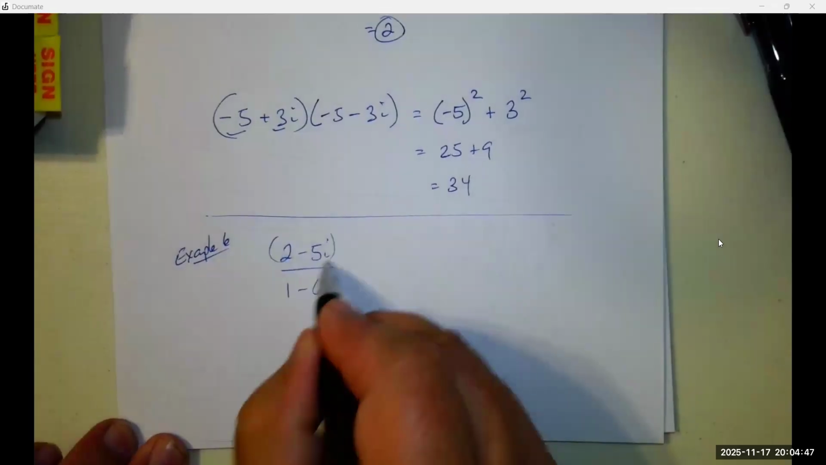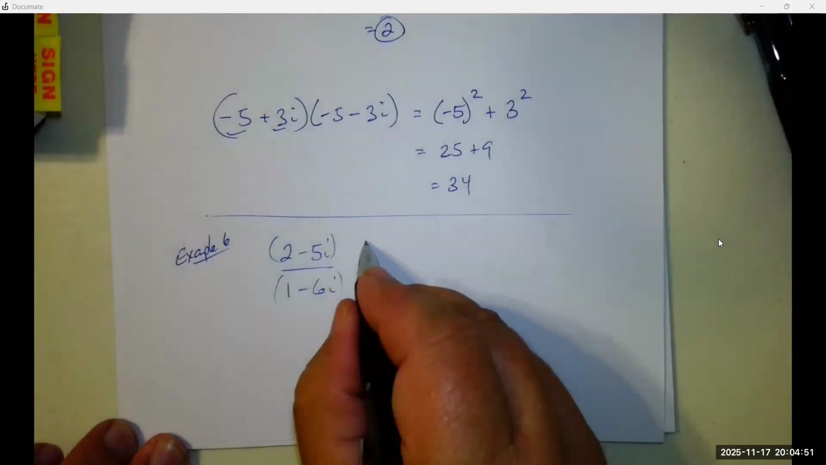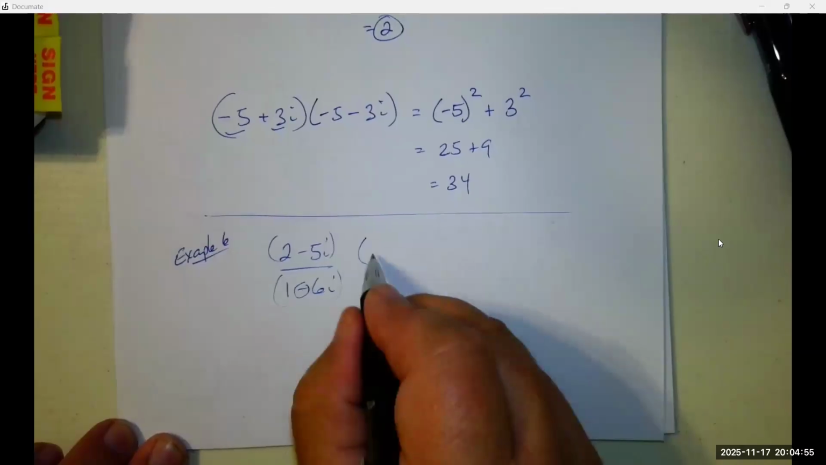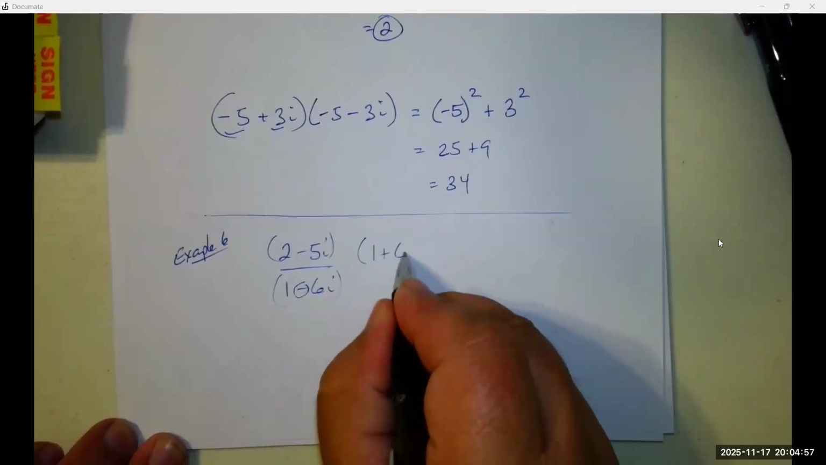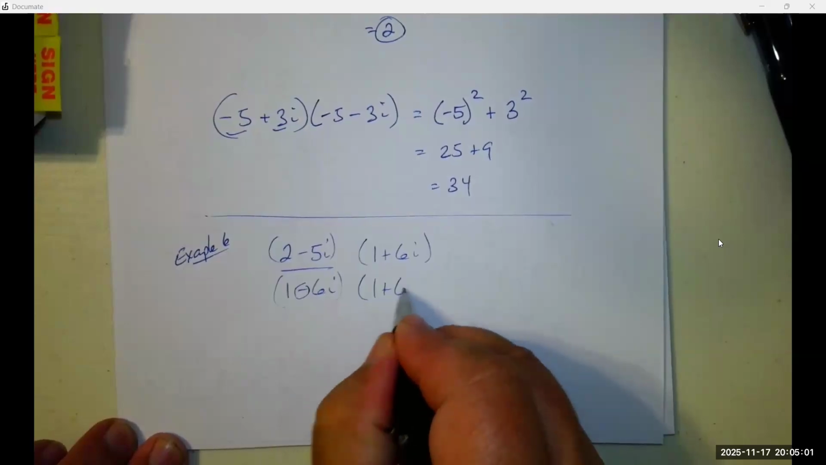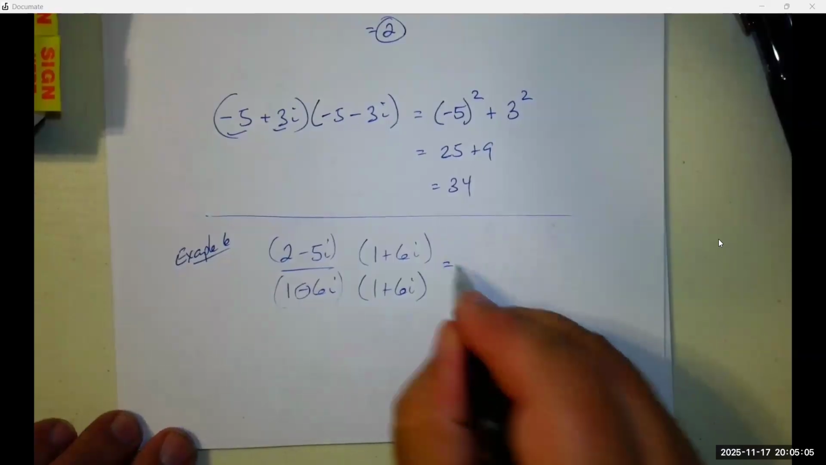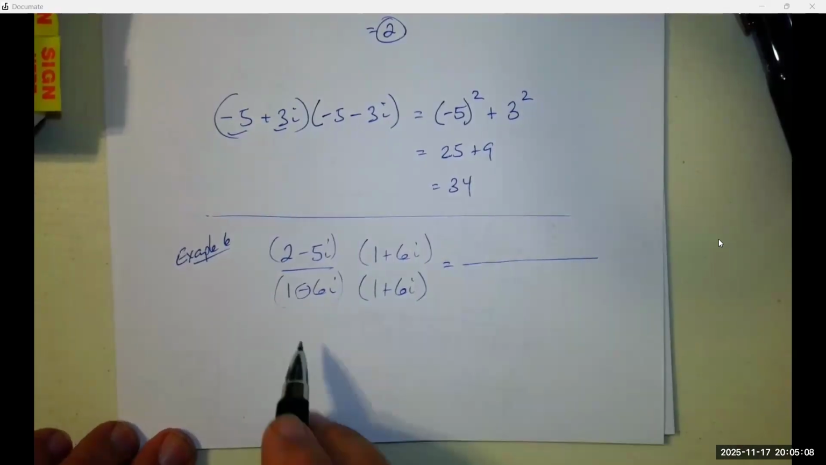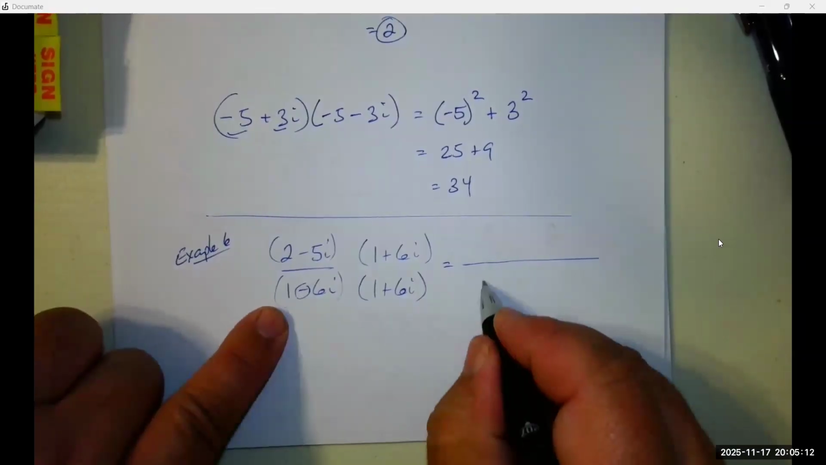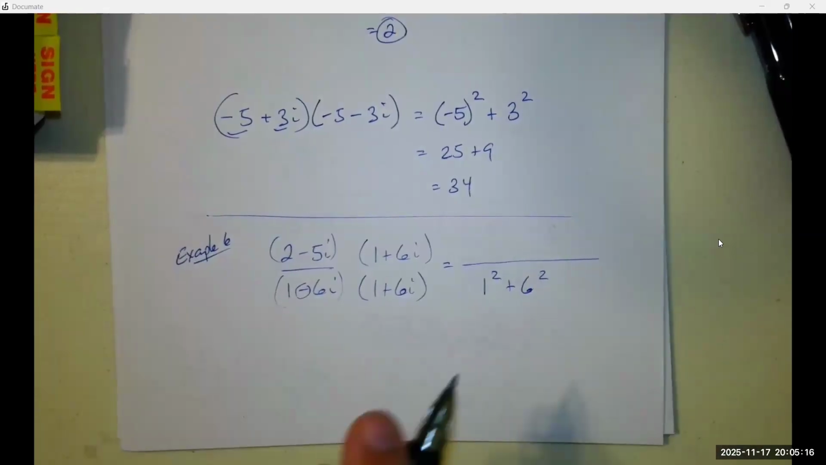So the rule is we can't have i's on the bottom. Since we have a binomial, we have to multiply top and bottom by the conjugate. Conjugate is change the sign in front of the i term. So it's going to be 1 plus 6i, 1 plus 6i. On the bottom, we have complex conjugates, so we take the first term, square it, plus the second number, and square that.